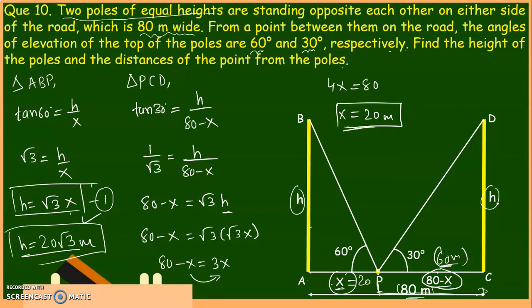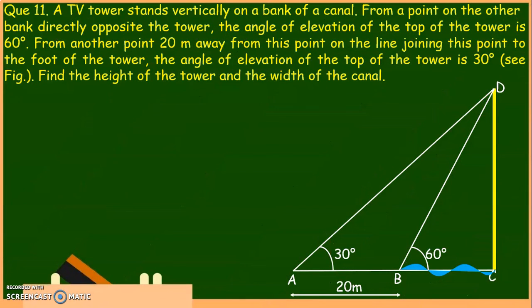So this is how we can solve this type of questions. Let's see the next question. In this question, the figure is already given. The TV tower stands vertical on the bank of the canal. Here we have the TV tower CD. This is the TV tower.